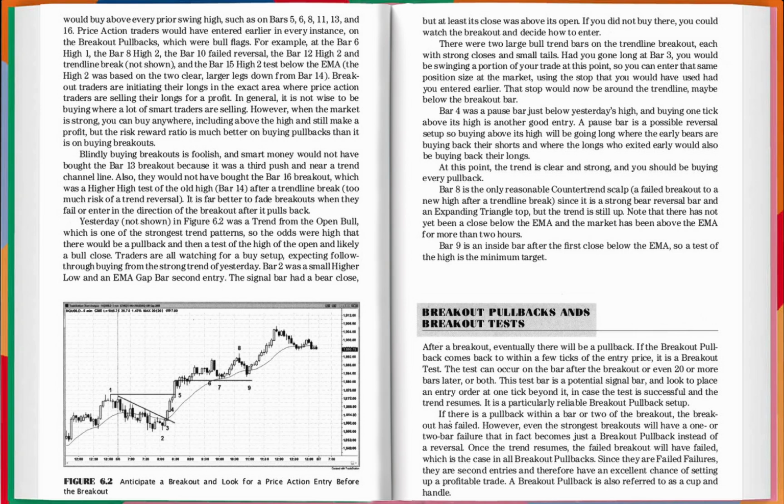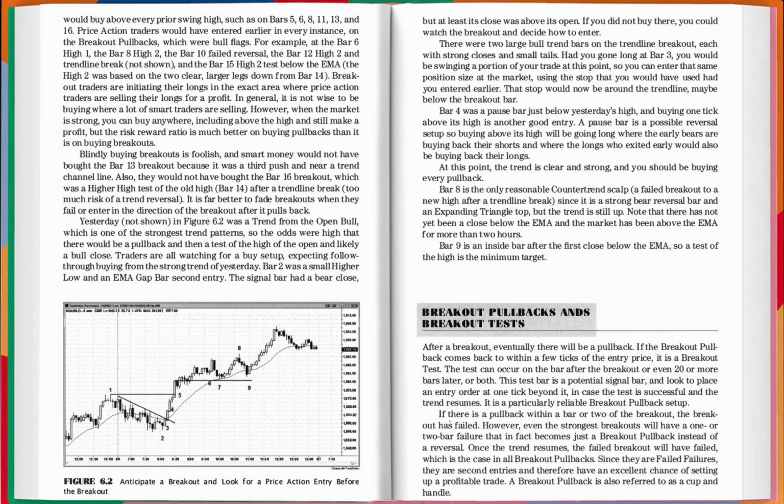If you did not buy there, you could watch the breakout and decide how to enter. There were 2 large bull trend bars on the trendline breakout, each with strong closes and small tails. Had you gone long at bar 3, you would be swinging a portion of your trade at this point, so you can enter that same position size at the market, using the stop that you would have used had you entered earlier. That stop would now be around the trend line, maybe below the breakout bar.